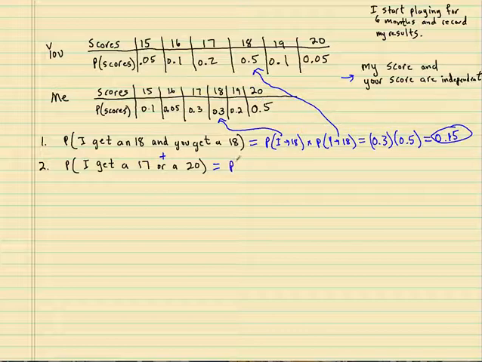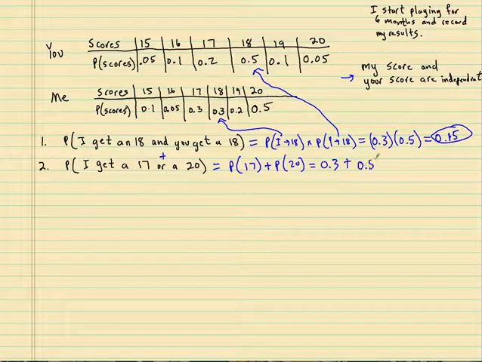So this is going to be the probability that I get a 17 plus the probability that I get a 20. Okay, so the probability I get a 17 is 0.3 plus the probability I get a 20 is 0.5. So that'd be 80%. Okay, get real comfortable going from decimals to percents.